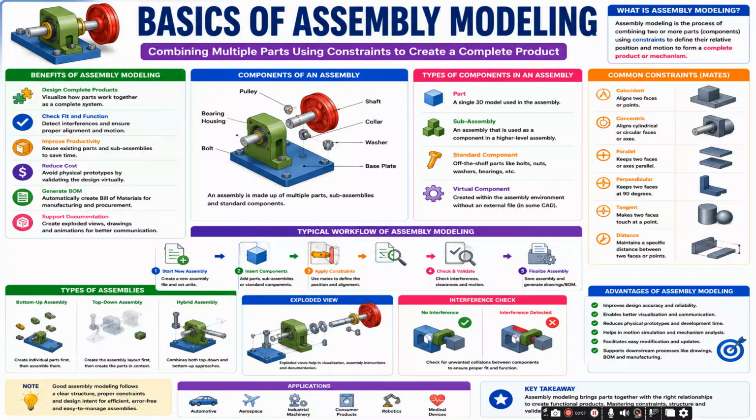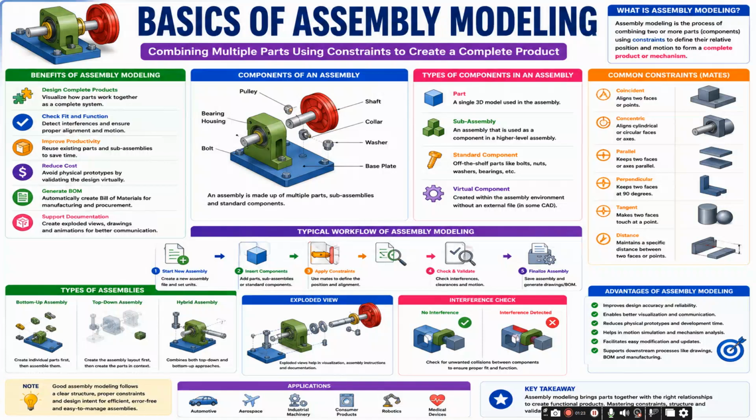So, benefits of assembly modeling: design a complete product, visualize how parts work together as a complete system, check fits and function, detect interference and ensure proper alignment and motion, improve productivity, reduce cost, generate bill of material, then support documentation. These are the benefits we get by using the assembly modeling process.